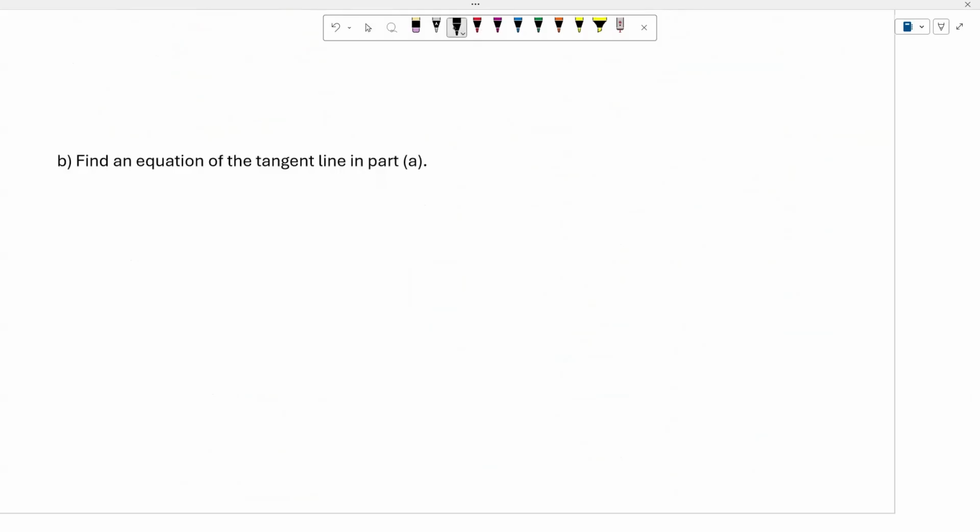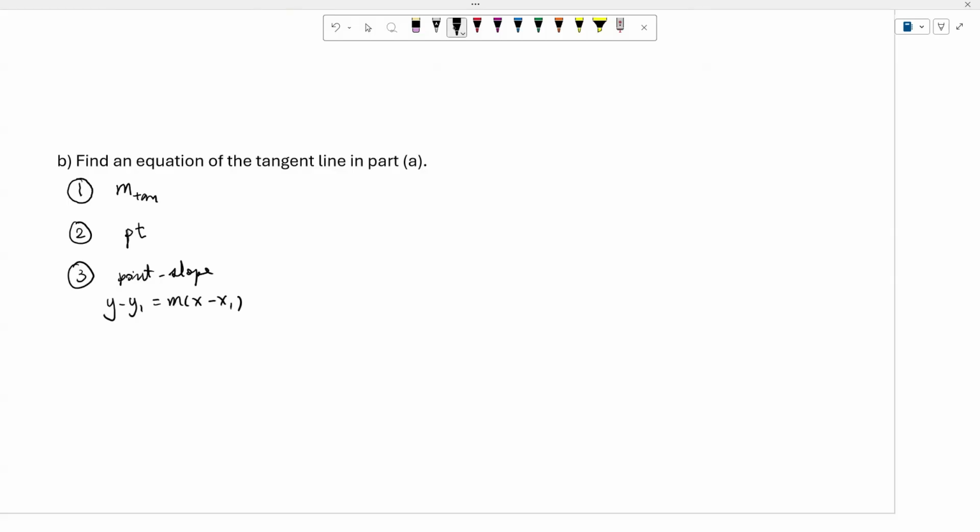Again, remember how we work with the tangent line. First, we need to gather the information, right? We need to know the slope of the tangent. Second, we need to know the point. Number 3, we are using the point slope form. So again, point slope form will be y minus y1 equal to m, x minus x1, right?